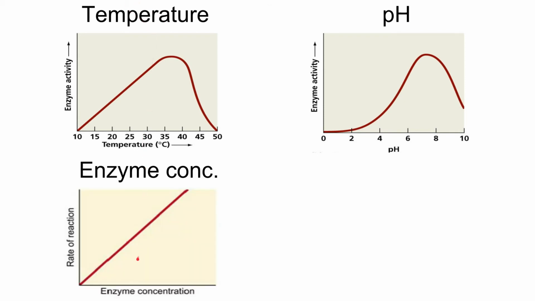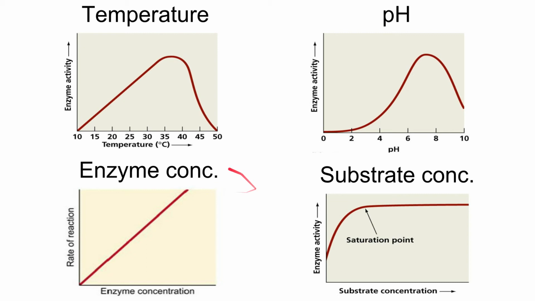Next up is enzyme concentration. This is pretty straightforward. What we're saying here is if we have a test tube containing our enzyme and our substrate, and it's a set concentration of substrate, set temperature, set pH, and we increase the enzyme concentration, the rate of reaction is going to increase. That's pretty straightforward. If you think about it, if the enzyme is controlling the reaction, it's speeding up the reaction. If we increase the concentration of enzyme, we're going to increase the speed or the rate of the reaction.